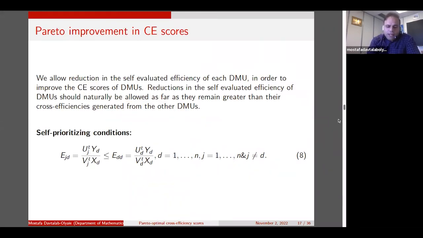So here, the question is: which optimal weights should be chosen to generate Pareto-optimal cross efficiency scores? To do this, we allow a reduction in the self-evaluated efficiency of each DMU in order to improve the cross efficiency scores of DMUs. Reduction in the self-evaluated efficiency of DMUs should naturally be allowed as far as they remain greater than their cross efficiencies generated from the other DMUs. So we reflect this condition as a self-prioritizing condition, as you can see in condition 8, in equation 8.